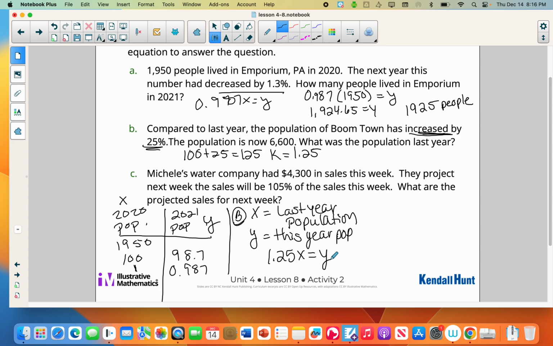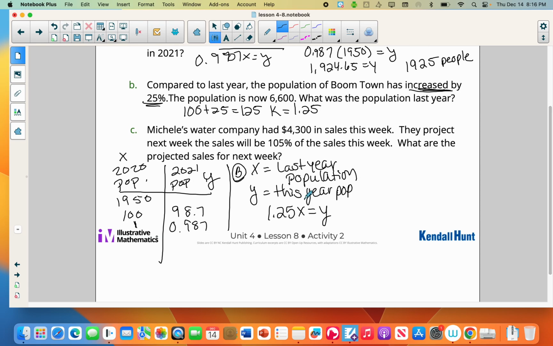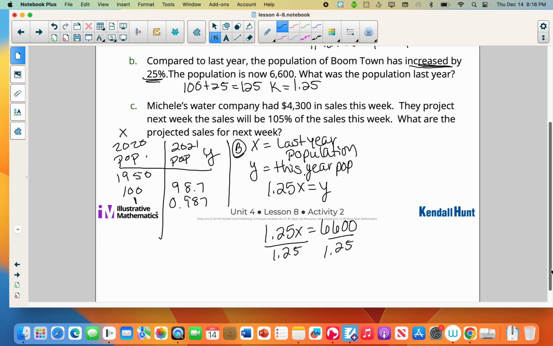Well, what do I know? I know this year's population. So I'm going to put that number in for y, since y is this year's population. So 1.25x equals 6,600. And we're going to divide both sides by 1.25. And we end up with x equal to 5,280 people.